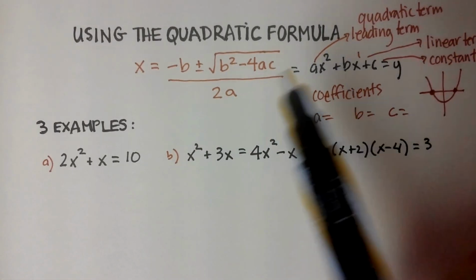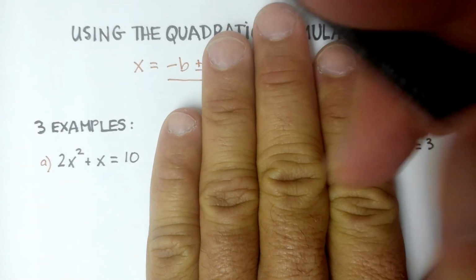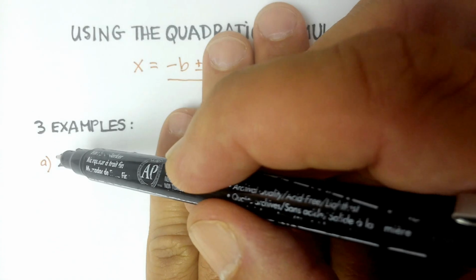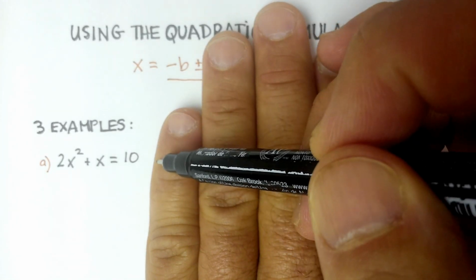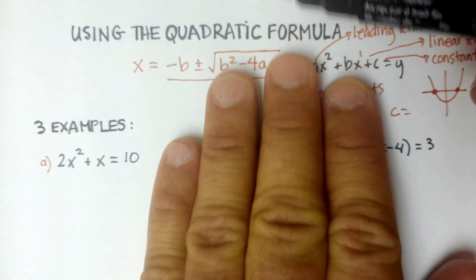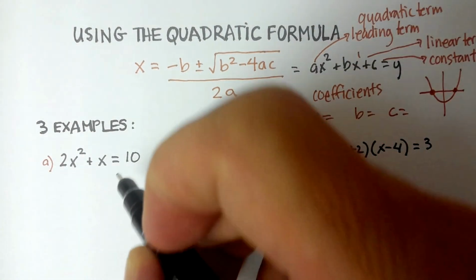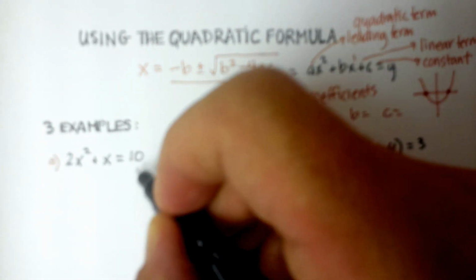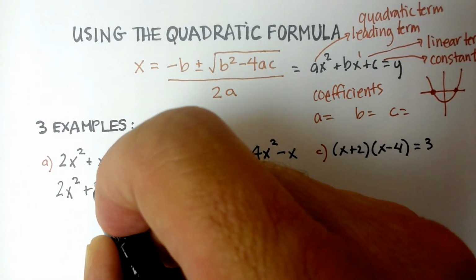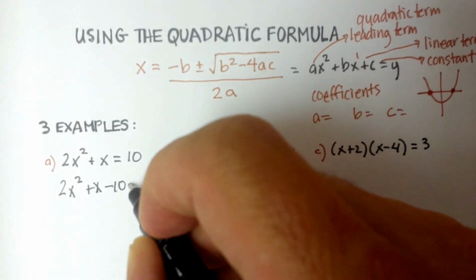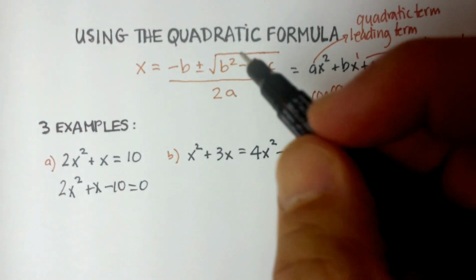Now, the first problem says this: 2x squared plus x is equal to 10. Okay, so we're going to try to get this into the standard form where it's the x squared plus the x plus the constant, and that's going to be equal to 0, because you always want to set the quadratic formula equal to 0. Okay, so to do that, this is fairly easy in this first one. We're just going to subtract 10 from both sides, and you're going to get 2x squared plus x minus 10 is equal to 0.